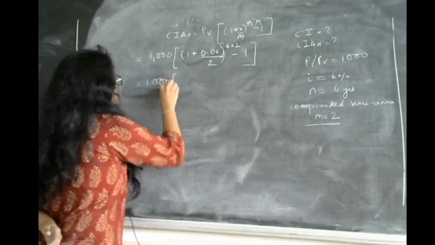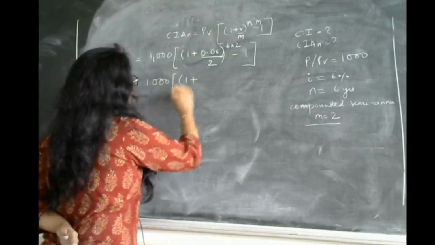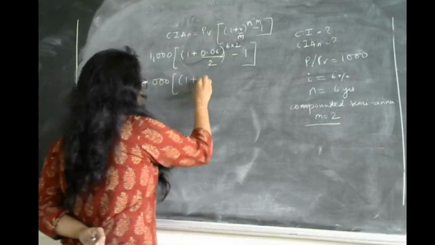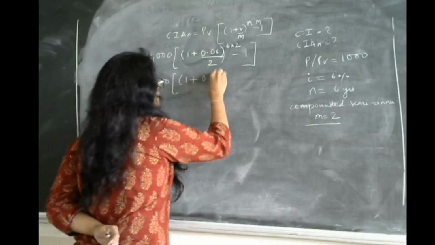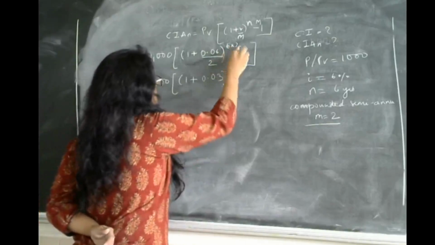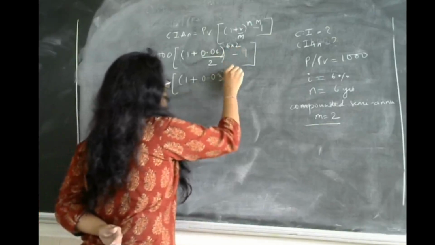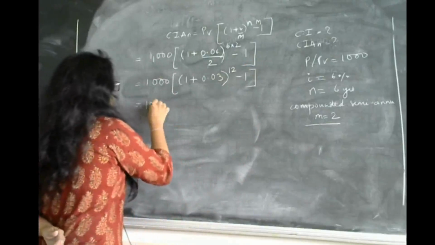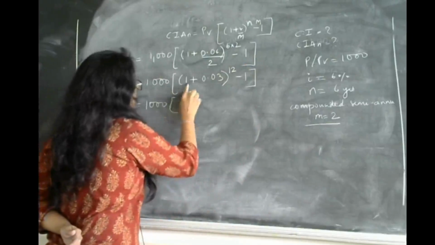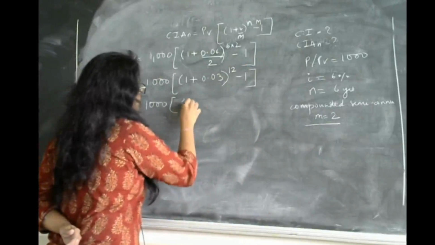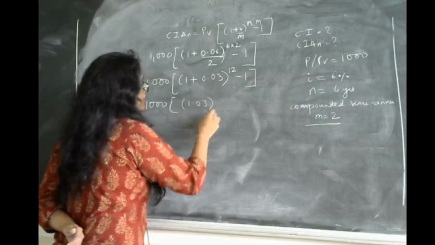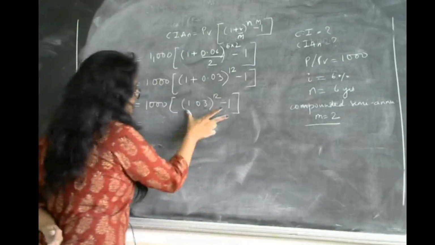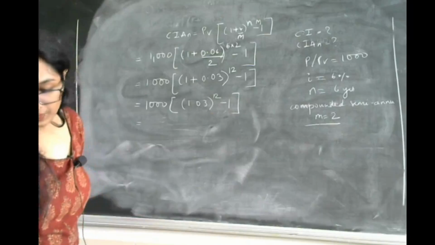1000 times 1 plus 0.06 divided by 2. How much does it come to? 0.03. 6 multiplied by 2 is 12, minus 1. So it is 1000 times 1 plus 0.03, which is 1.03, the whole raised to 12 minus 1. Now let us solve this.